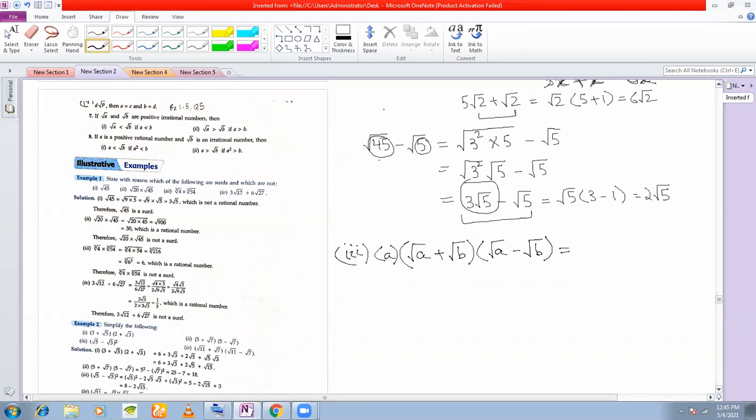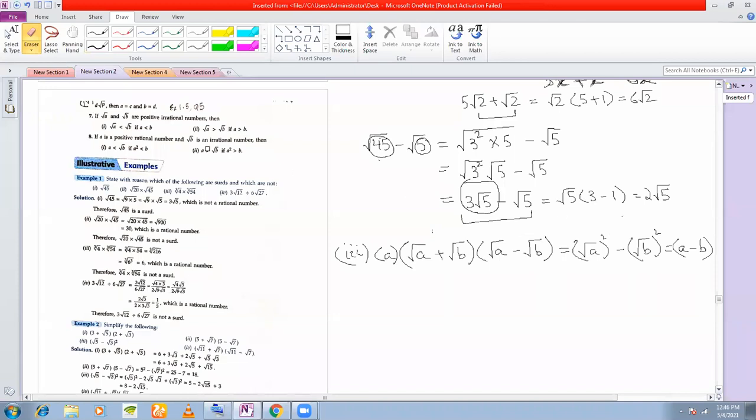See that this is of the form x plus y into x minus y. So it should give you what? x square minus y square. Remember from your algebraic identities. So this should be root a square minus root b square. And root a whole square, you know, is a, and root b whole square is b. So please remember, whenever you get this type of multiplication, root a plus root b into root a minus root b, it is always equal to a minus b.